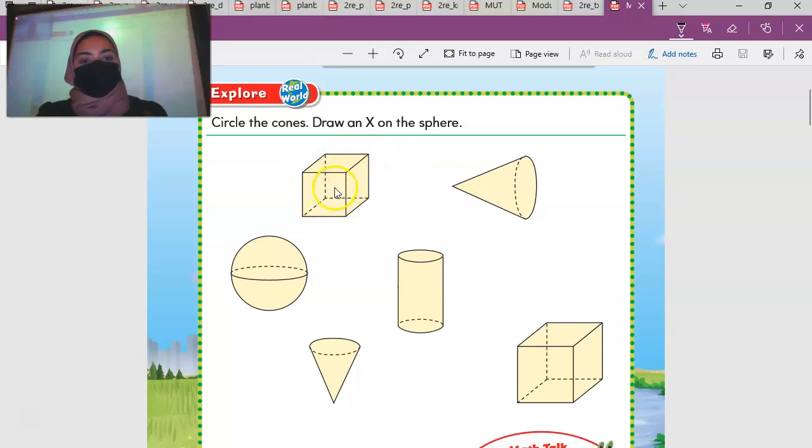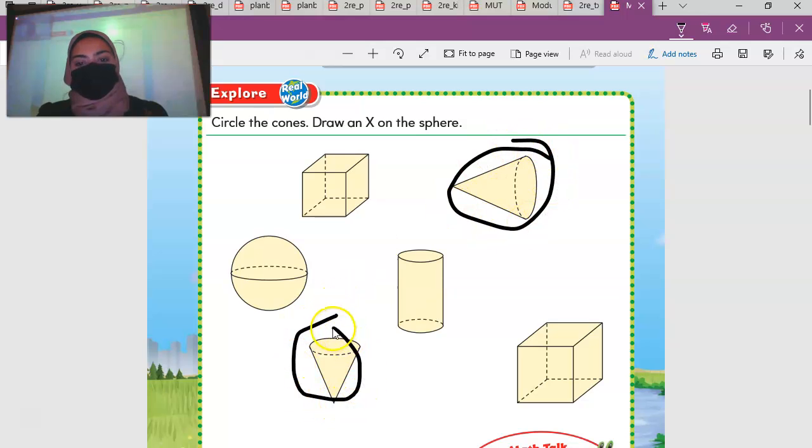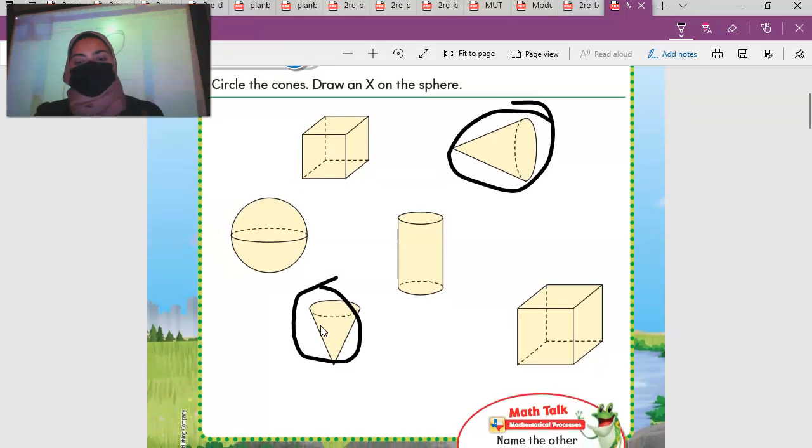Let's circle the cones. Is this a cone? That's a cube. Is this a cone? Is this a cone? Yes, these are still cones. Just because they're flipped upside down or sideways, they're still cones.